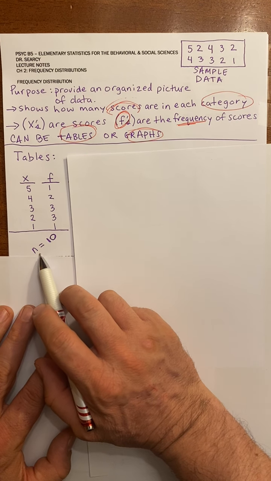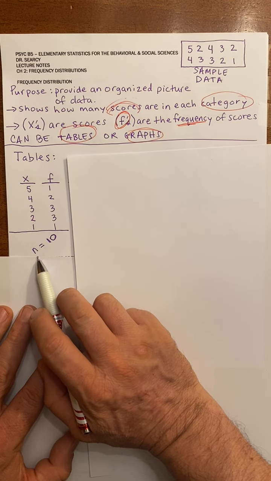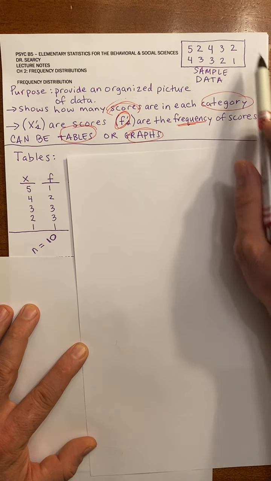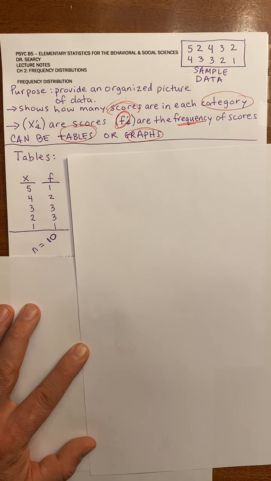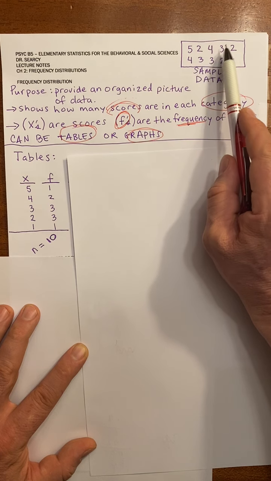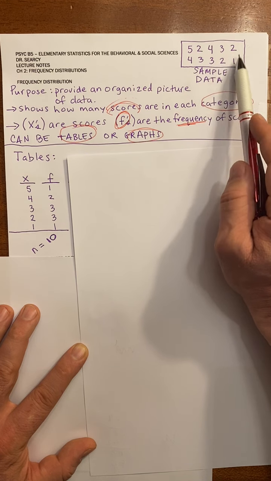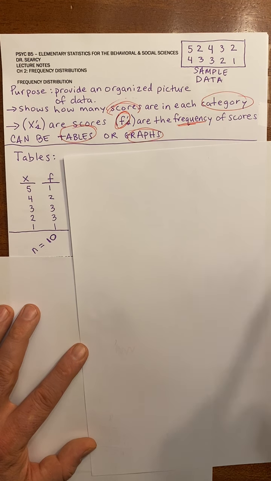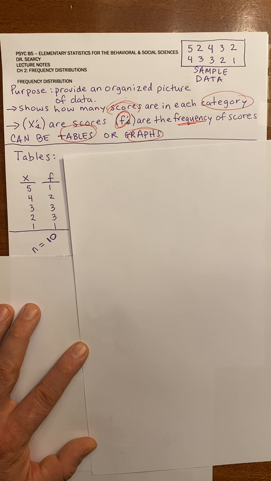Remember that lowercase n stands for sample size, or how many participants you had in your sample. Now, one way that we could figure that out is we could just easily count how many scores we have here. We got 1, 2, 3, 4, 5, 6, 7, 8, 9, 10. So that means that there were 10 people in the sample, or we had an n of 10.